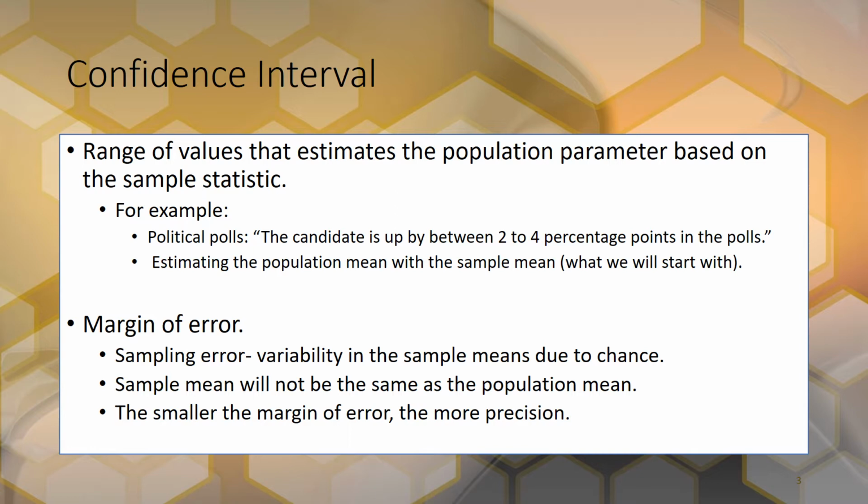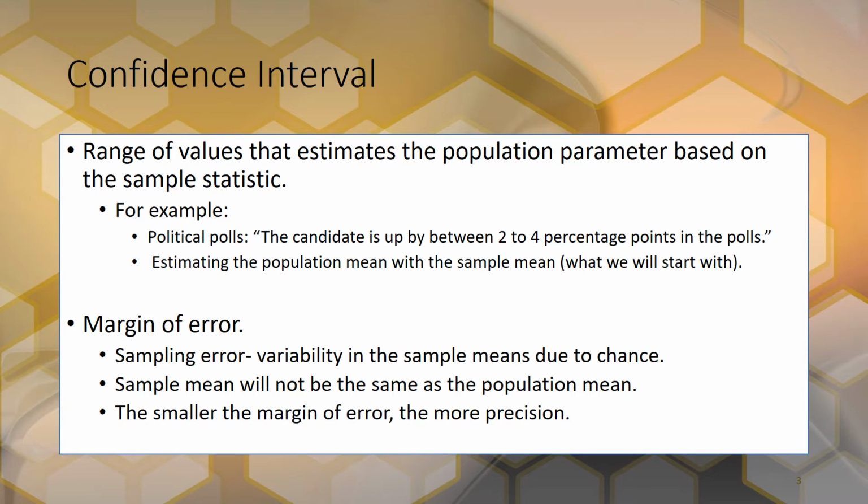So the sample mean will not be the same as the population mean, and the smaller the margin of error, the more precision we have. So we want a small margin of error, right? If I say this person's up by between 2 and 4 percentage points, that's more informative than if I say they're up between 10 and 50 percentage points. I mean, that basically tells you nothing, right? Well, it does say that they're up and they're winning, and probably by a lot, because 10% is a lot. But it doesn't tell you very precisely how much they're up by.